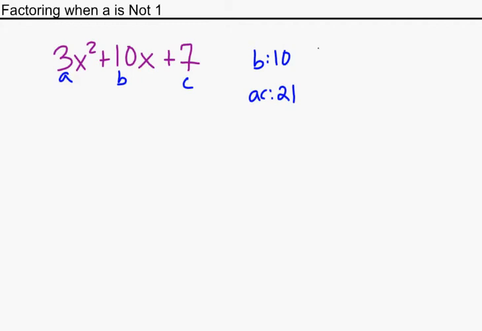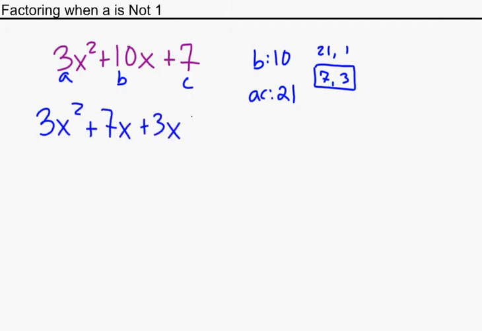So if I make my list, 21 and 1, 7 and 3, I quickly realize my 2 numbers are going to be 7 and 3. So I split the middle term in half. I exchange the 10x for a plus 7x and a plus 3x, and keep the quadratic term and the constant the same. I didn't change the problem, I just changed the way the problem looks. So split them in half and look for GCF out of each of these pieces.